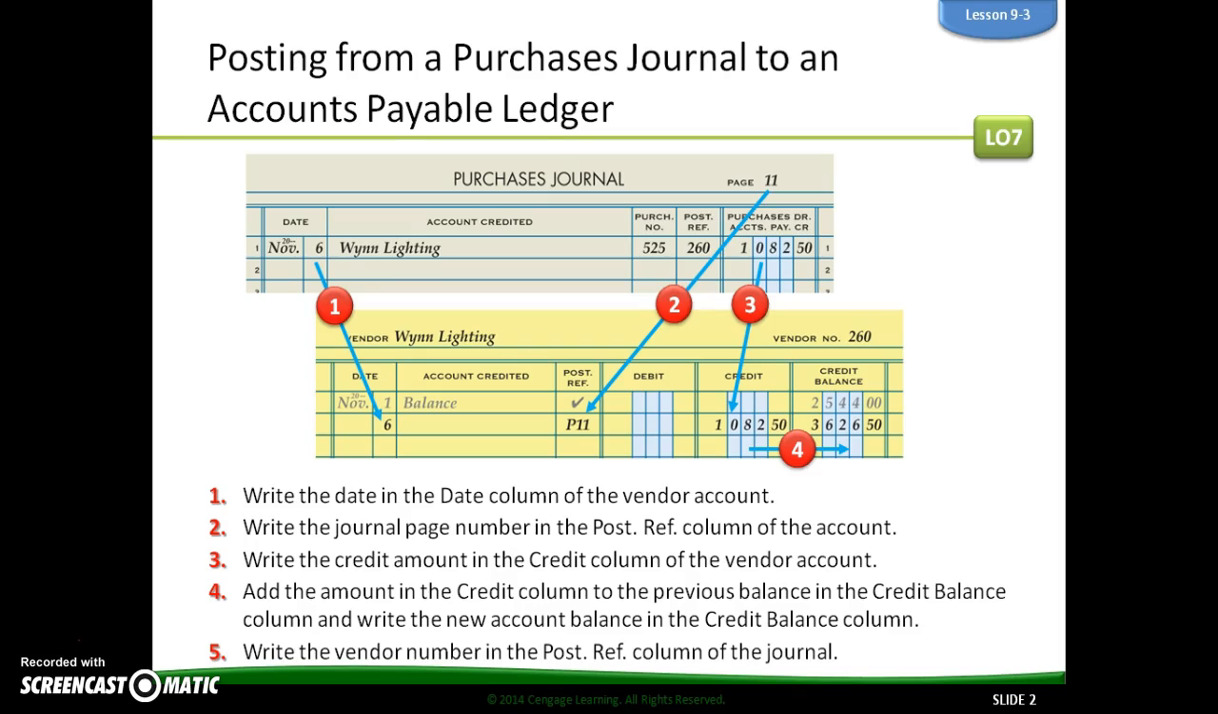Then again, we're going to make sure that we are very clear about putting the vendor number in the post-reference column of the purchases journal. That vendor number we know is 260. We're going to make sure that we use that information in our purchases journal.